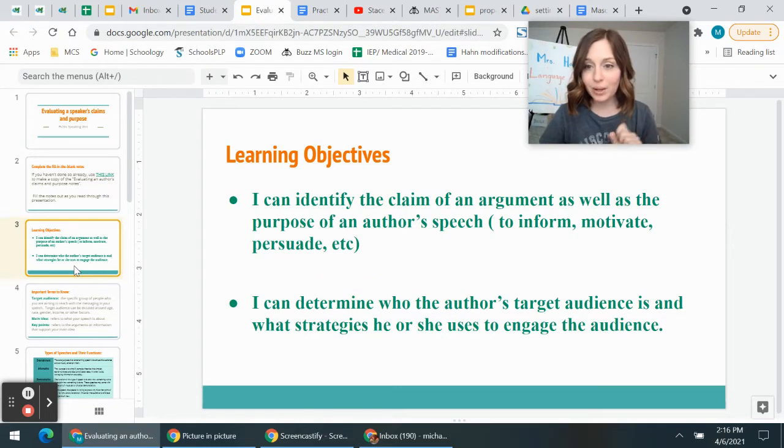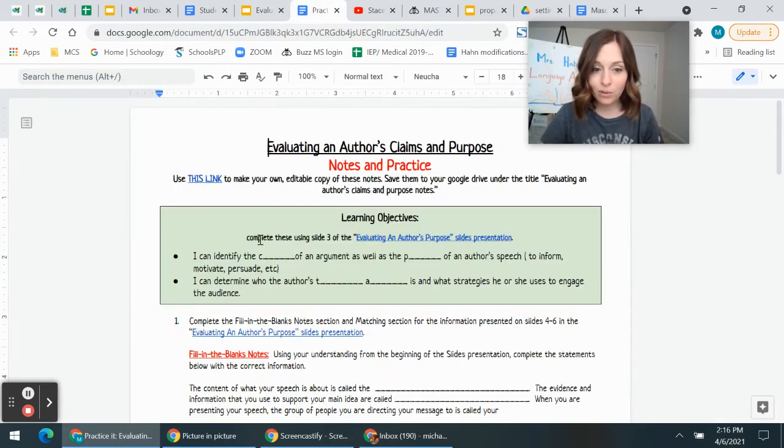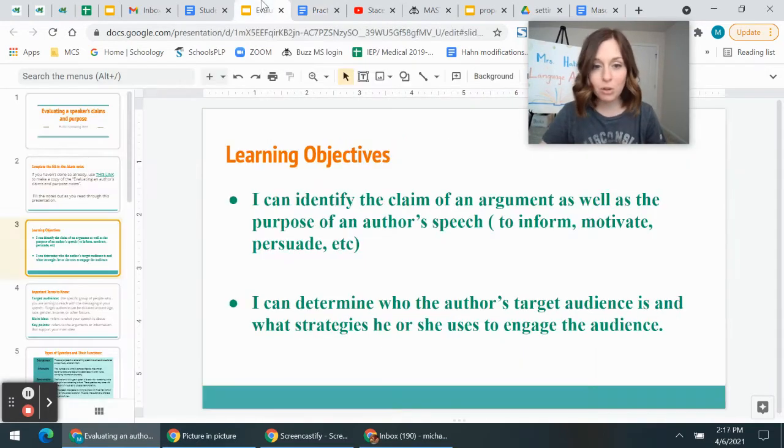So we have 2 learning objectives today, and at the end of this lesson, I want you to read these statements and say, yeah, I can do that. So first, I can identify the claim of an argument as well as the purpose of an author's speech. Like, is the purpose to inform, to motivate, to persuade? Second, I can determine who the author's target audience is and what strategies he or she is using to engage that target audience. All right, so again, if you were filling in the notes, you need to go ahead and write down those learning objectives by filling in the blanks here on your own copy. These notes are not graded, but you can use them on the quiz at the end of the week.